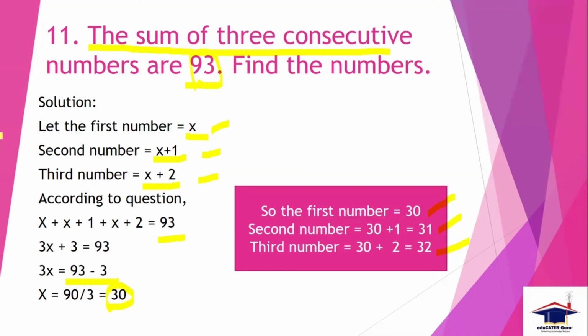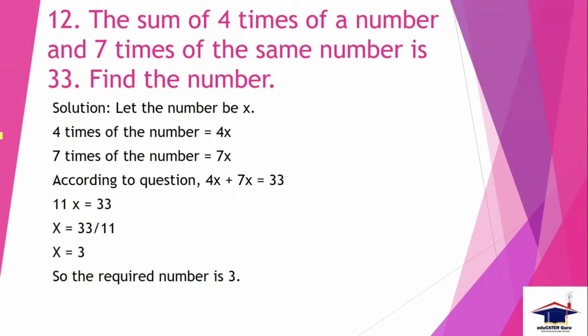This is how we will solve the questions, by framing your own equations with the help of the hints given in the question. So similarly, we'll solve this question. The sum of 4 times of a number and 7 times of the same number is 33. So let the number be x first. So 4 times of a number is 4x. Then again the same number, if it is added 7 times, that is 7x. The sum is 33.